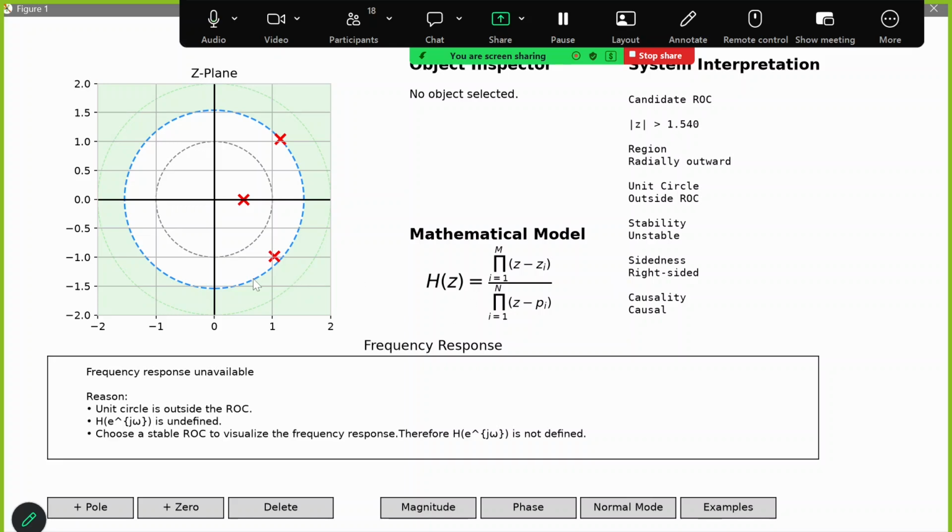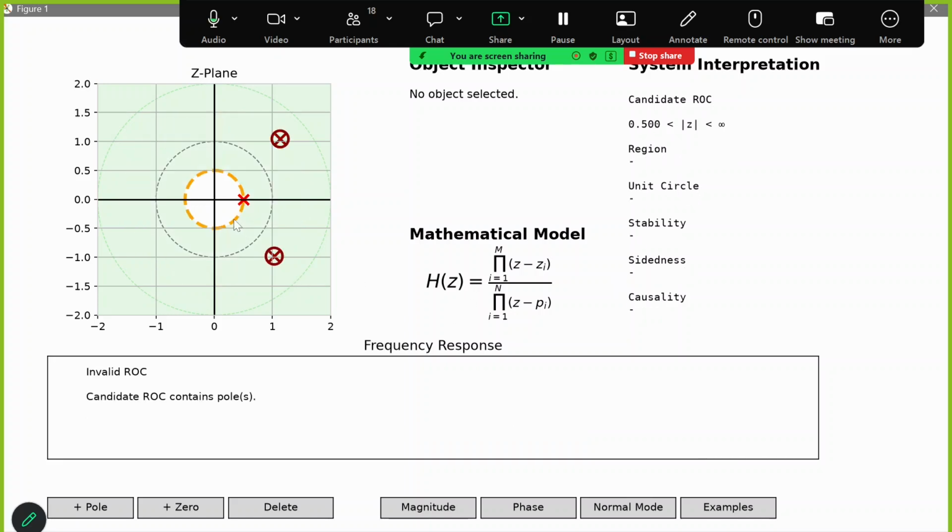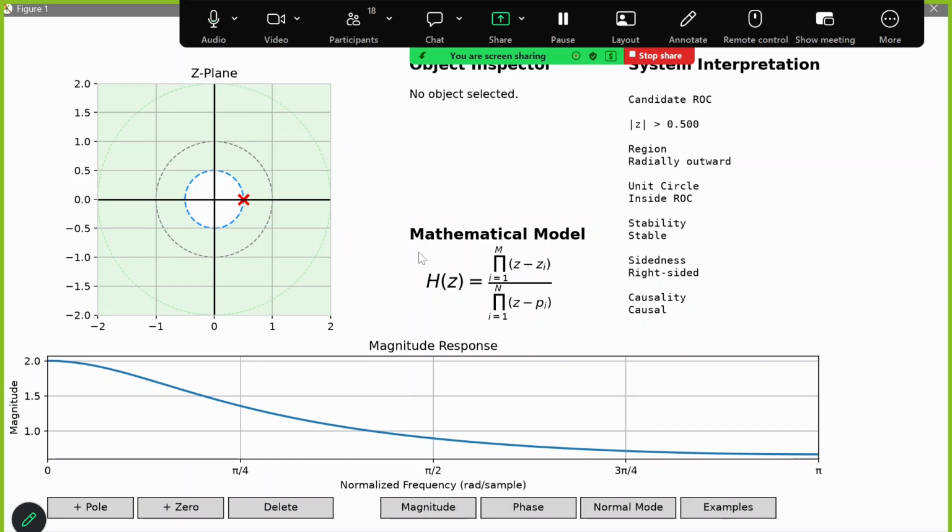For example, like you suggested before, maybe I want to have this to be the ROC, so I need to delete this pole, and then delete this pole. Now it becomes both stable and causal. Clear? Okay, like that.